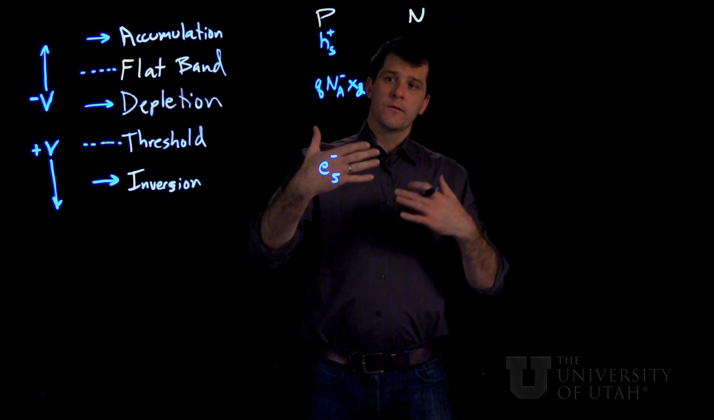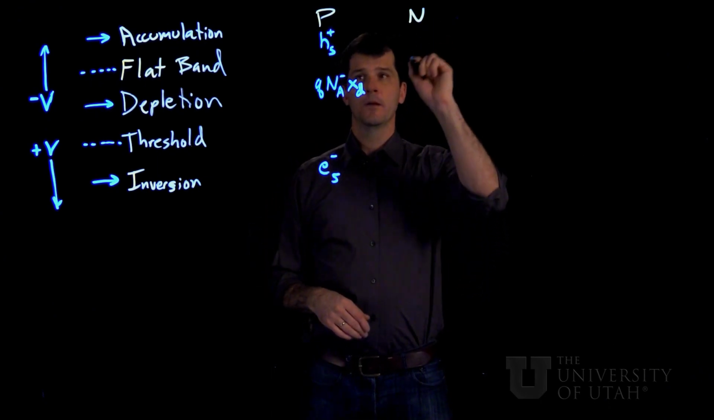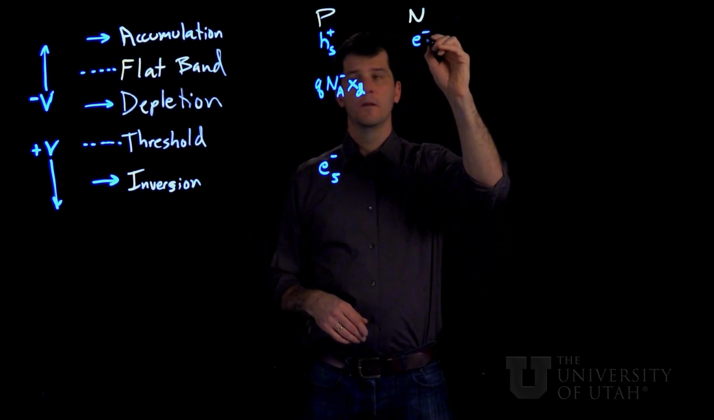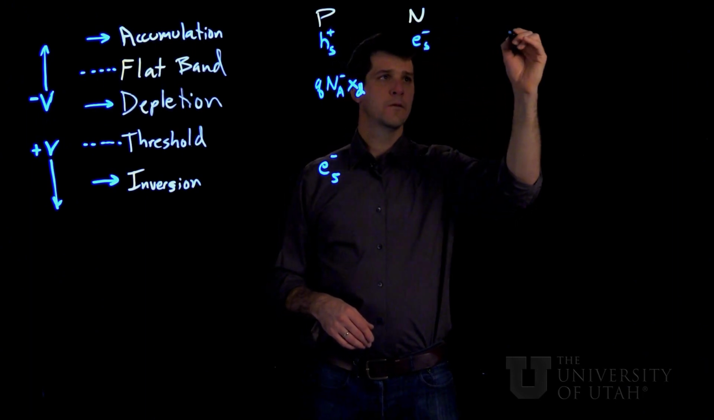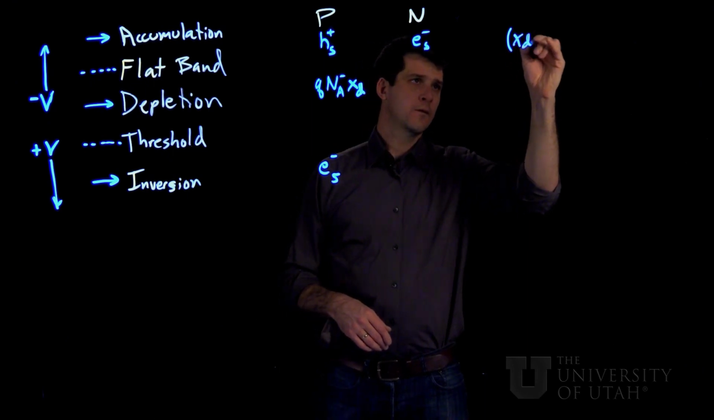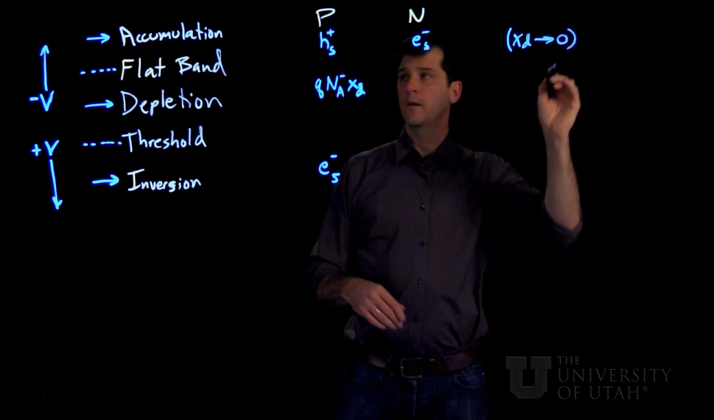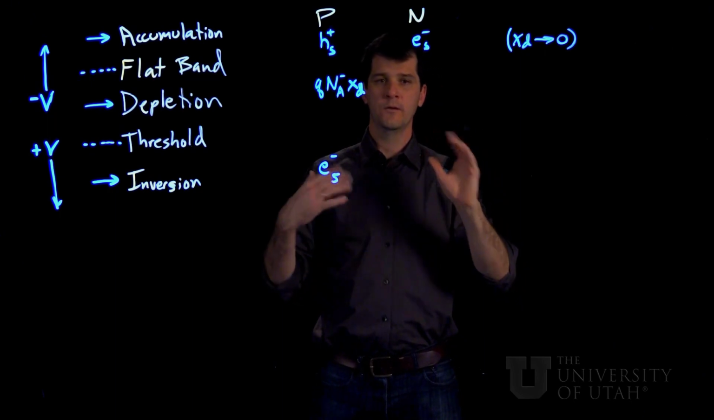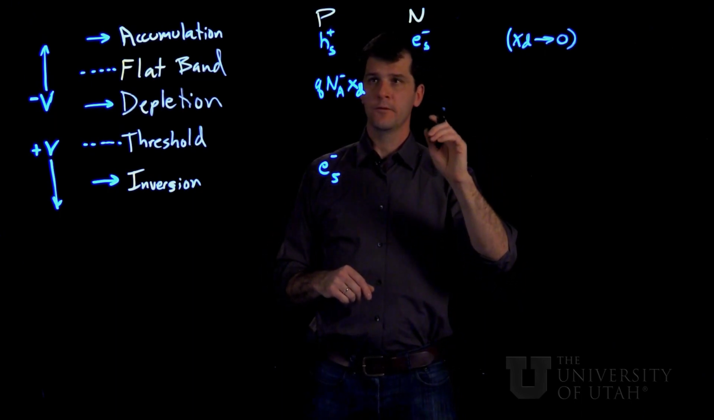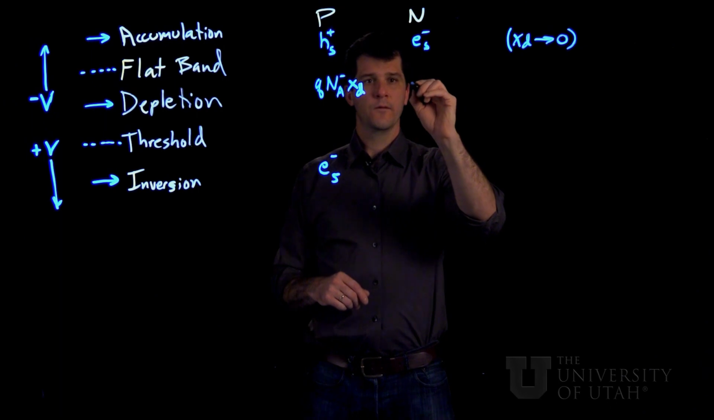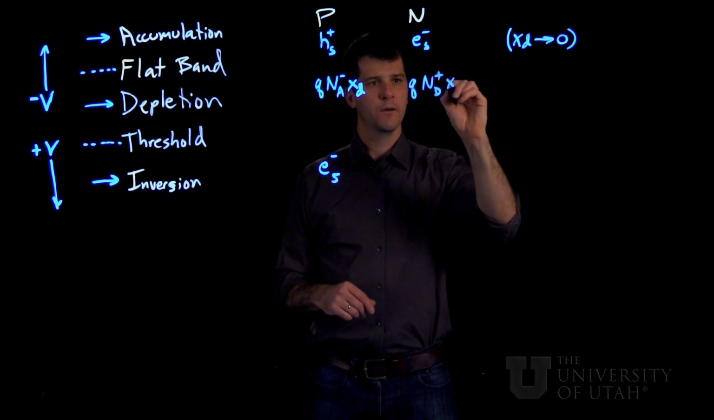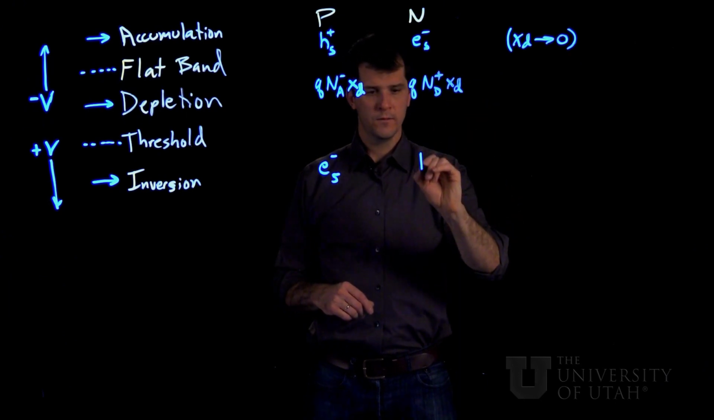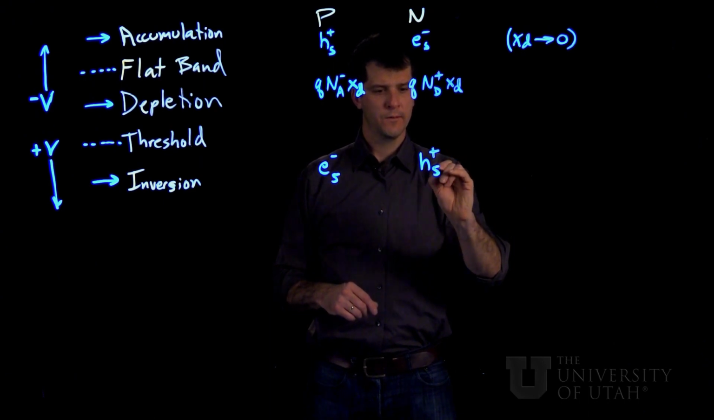Now, of course, these things are switched in an N-type substrate, so we're going to be looking at the accumulation of electrons. And we should say out here that XD goes to 0 in accumulation. There's actually no depletion width after you go past flat band. So in an N-type substrate, we'd have ND plus and our XD, and then our holes in our inversion layer, our major charge density here.